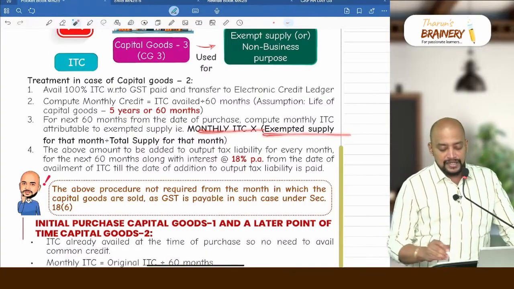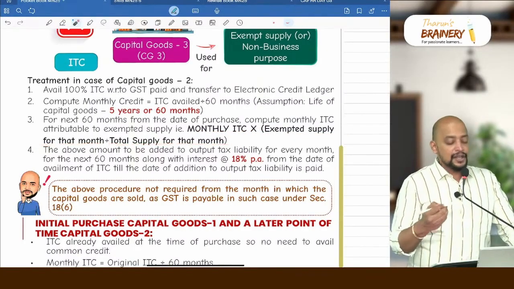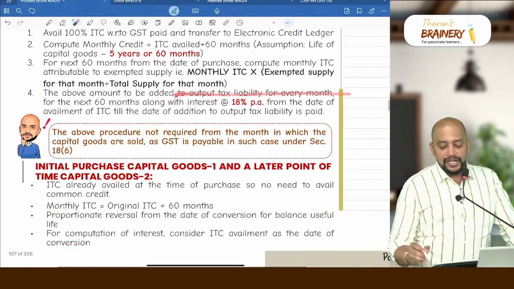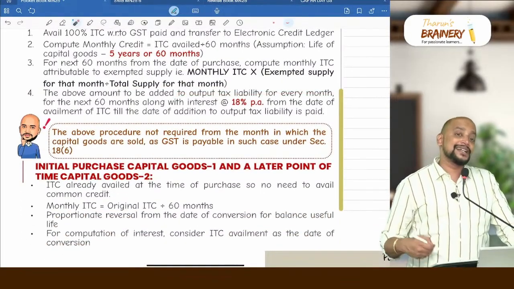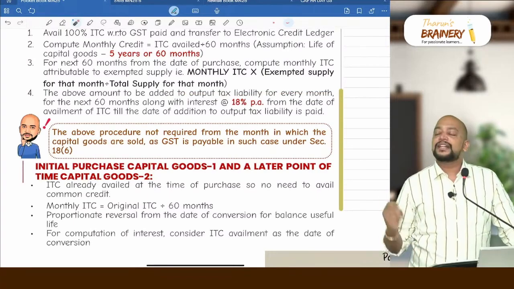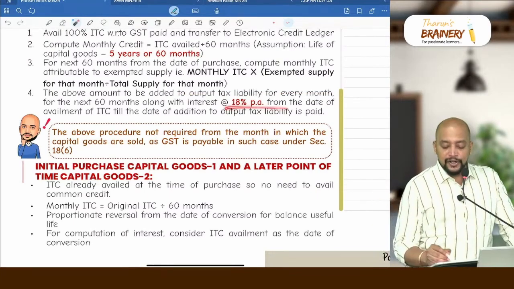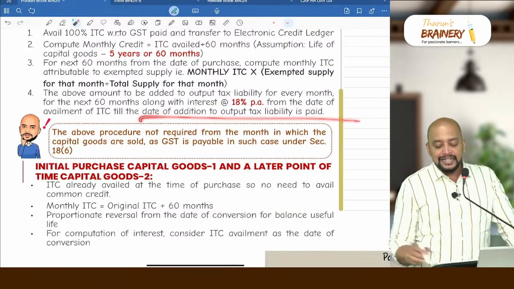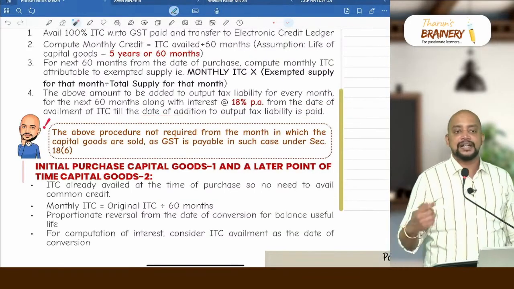Monthly ITC into exempted supply for that month divided by total supply for that month we need to take. This above amount is to be added to output tax liability for every month for the next 60 months along with interest. But in this case, the interest will be computed at the rate of 18% per annum from the date of availment of ITC till the date the addition to output tax liability is paid.